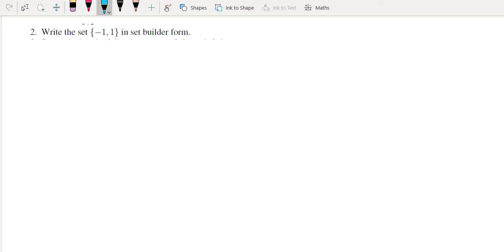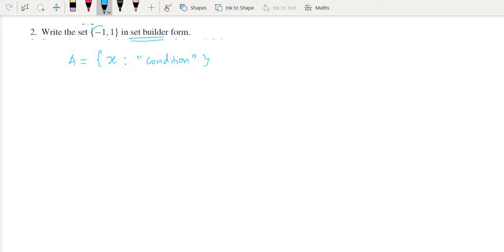Question number 2. Write the set minus 1 comma plus 1 in set builder form. So what do we mean by set builder form? Writing any set, let A be the set in such a way that set of all elements x followed by a condition for an element to satisfy to be in this set.